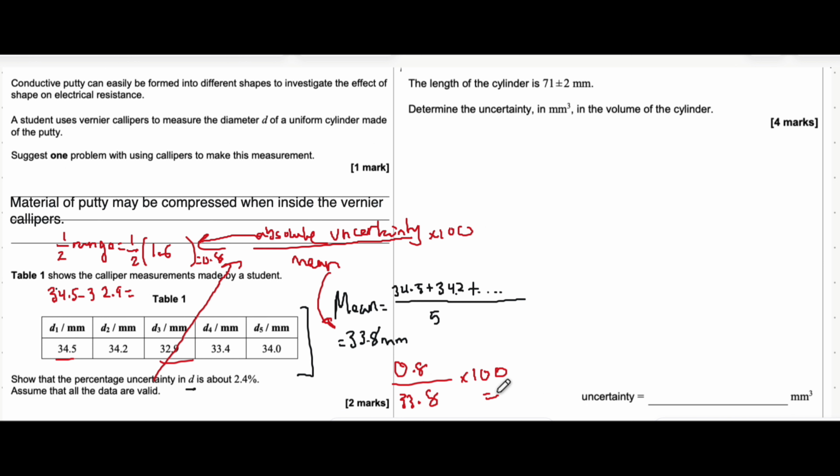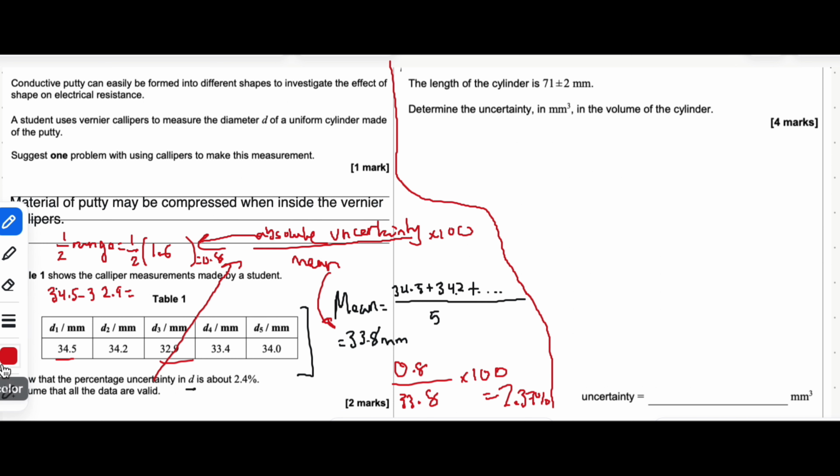So I'm just going to quickly do that. 0.8 over 33.8, and it should give you the value listed here. So it gives 2.37%, which is around about 2.4%. So that's fine. Let's write that out. 2.37%. Great. That's everything you need to know for that question. Let's move on to this 4-mark uncertainty question.